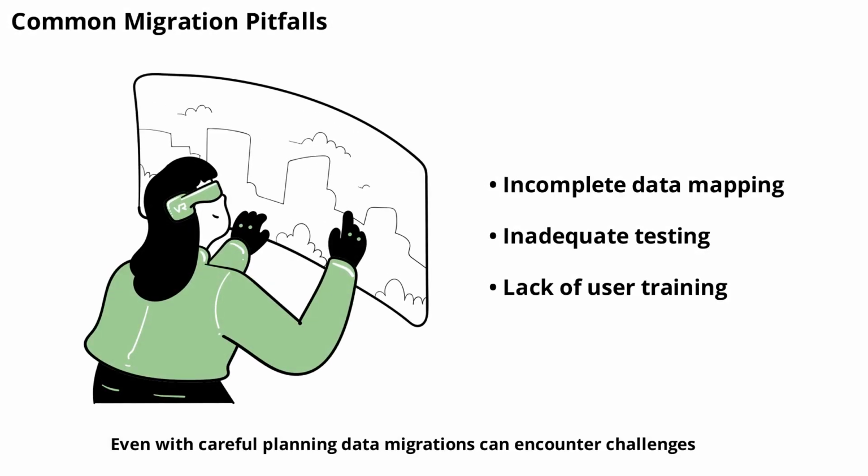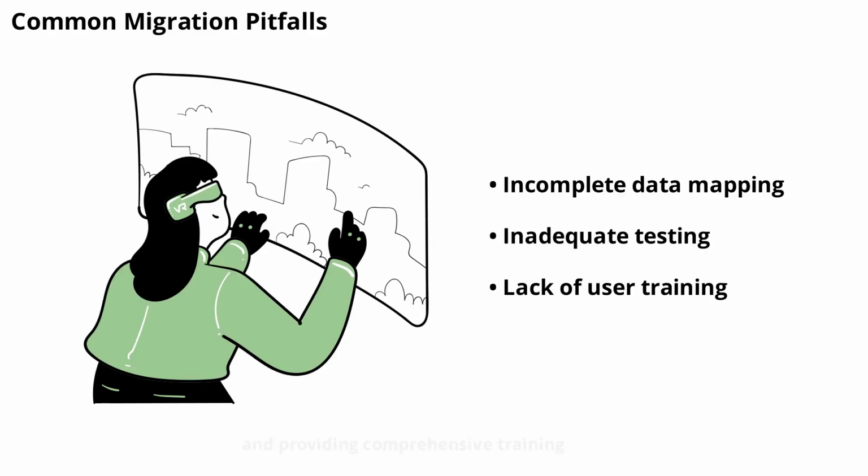Even with careful planning, data migrations can encounter challenges. Common pitfalls include incomplete data mapping, inadequate testing, and lack of user training. Security oversights and insufficient backups can also lead to data loss or breaches. By being aware of these pitfalls, you can take proactive steps to avoid them, such as double-checking mappings, conducting thorough tests, and providing comprehensive training. Learning from past mistakes is key to safer and more successful migrations.